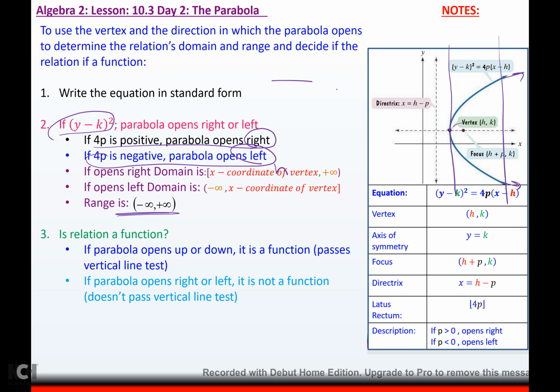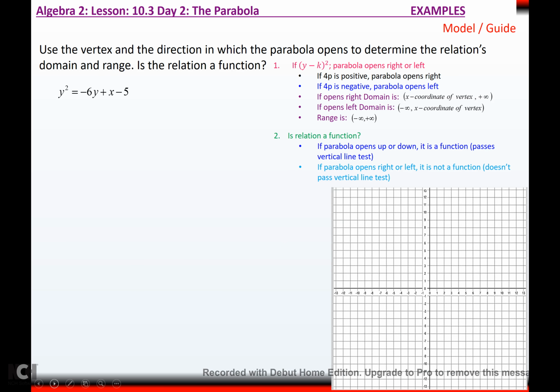If it opens left, it's going to go from negative infinity, but stop at h. Okay, and the range, these will go to the bottom to the top forever and ever, so your range is negative infinity to infinity. Now I promise, when y is squared, it's not a function, ever. It won't be, because it won't pass the vertical line test.